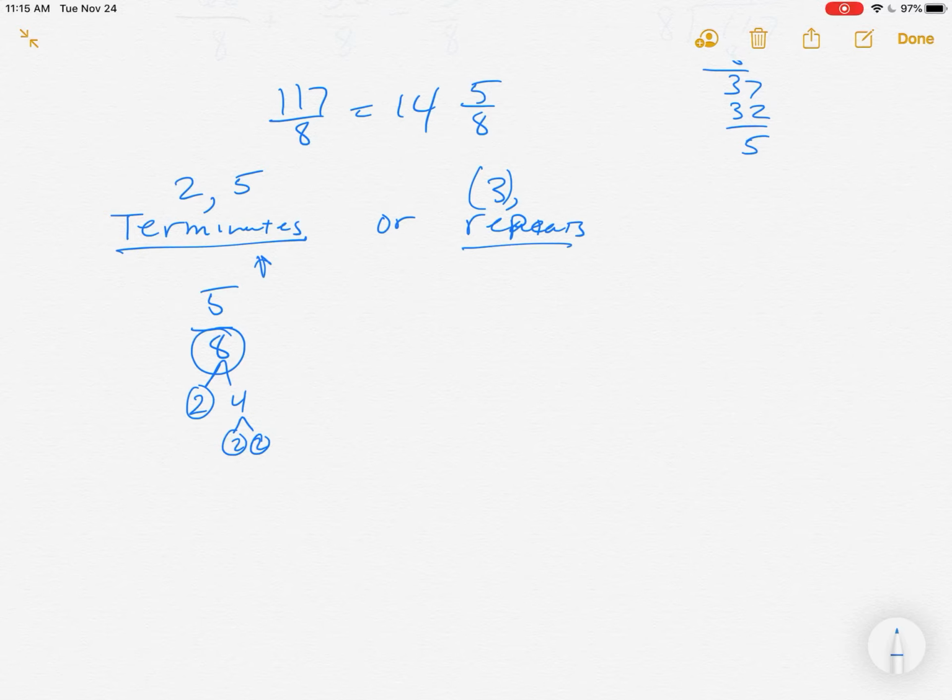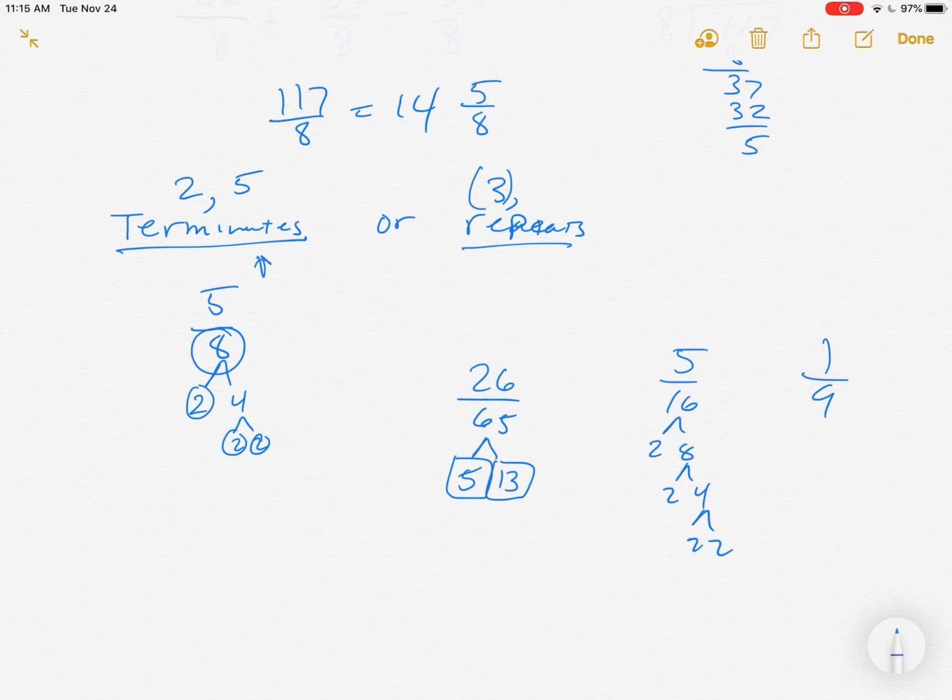Let's compare that with something like 26 over 65. That's 5 and a 13. It's going to terminate in this case because of the 5 and the 13. Really, it's the 3's that create a problem. 5/16 is the next one. Let's see what 16 looks like. Oh, it's just a bunch of 2's. It's going to terminate. So how about something like 1/9, the next one that I see? The 9 involves a 3. It's going to repeat and go on forever.